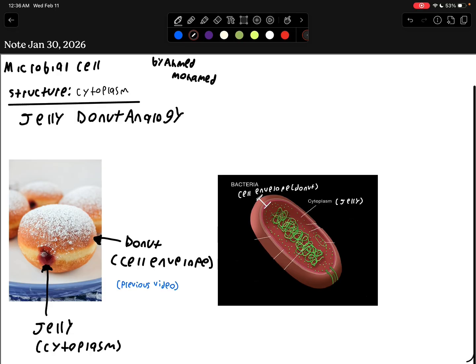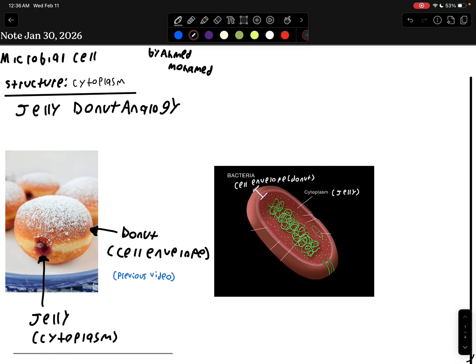So in today's video, this is the third part in this series. This is a continuation of the last video. This is microbial cell structure. Now we're focused on the inside of the cell, which is the cytoplasm. So let's start again with this jelly donut analogy.